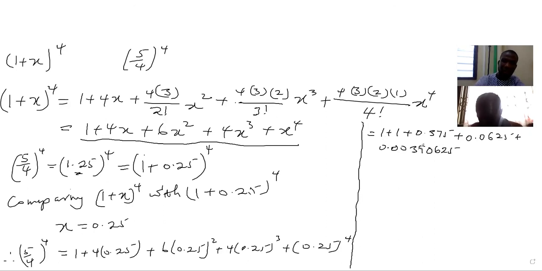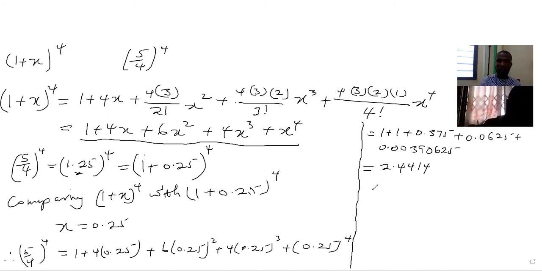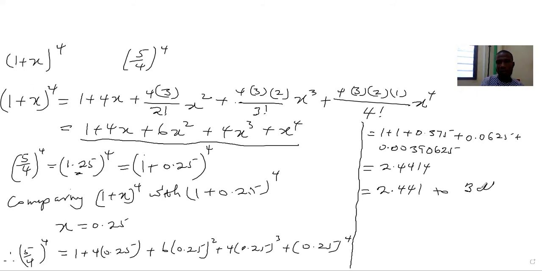All right. So now let's add all and see. I had 2.4414. And our final answer is to how many decimal places? 3. So that means we are ending our answer here. So that gives us 2.441, to 3 decimal places.